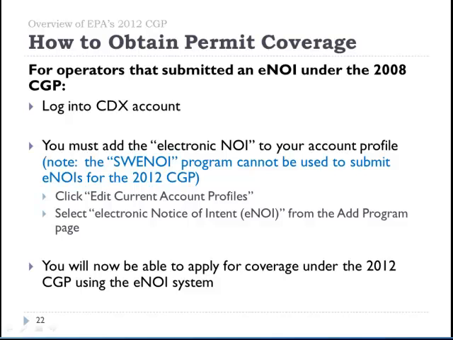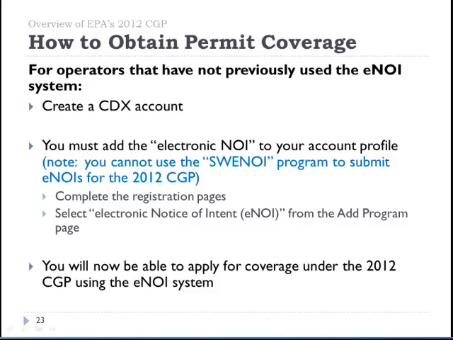After you've done this, you'll be able to apply for coverage under the new permit. If you're a brand new operator that's never used the system, you'll need to create a CDX account, and similarly, you'll need to add the electronic NOI function to your account profile, and then you'll be ready to apply for coverage. So again, sorry to hit you with this very process-oriented information, but for those of you who are going to be using it, you might want to print this out and have it as a tip sheet to use.